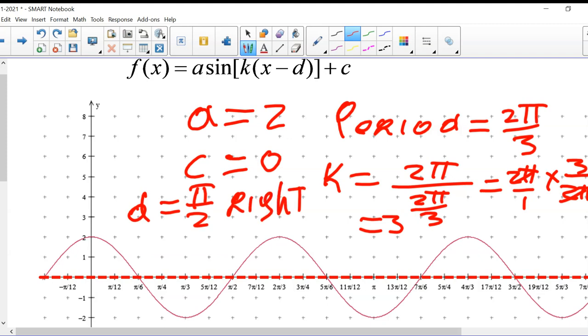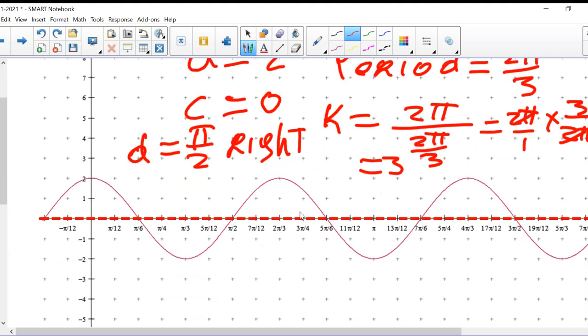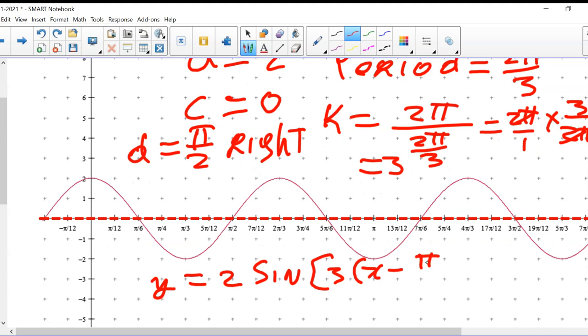That's important. Let me quickly write the equation in because you've given me almost everything. So y equals 2 sine 3 times (x minus pi over 2), and that's it. I'm going to move on now to my next graph.